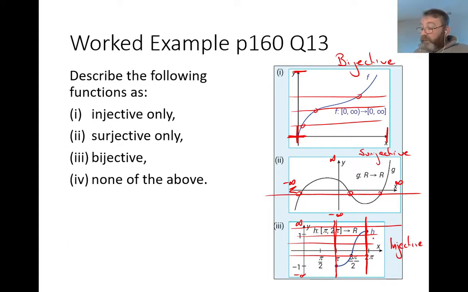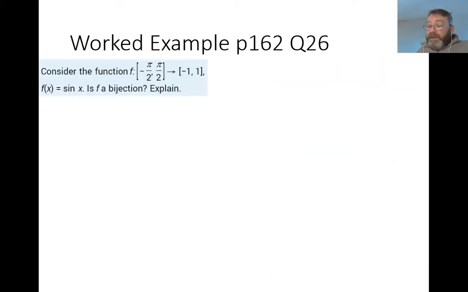Because when the horizontal line does cut the graph, it cuts it only once. But when the horizontal line is pushed above the graph, it doesn't cut anything. So therefore, only some of the values on the y-axis will involve cutting the graph, one-to-one, others won't. So that's an injective function. So that's the quickest way for me to describe those to you. Okay, last one. Page 162, question 26.